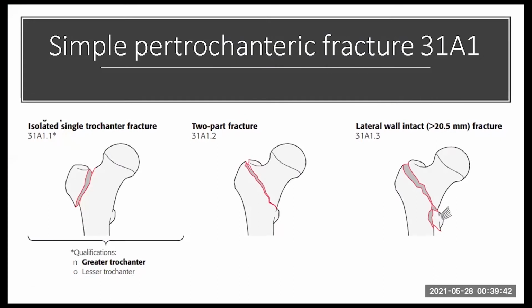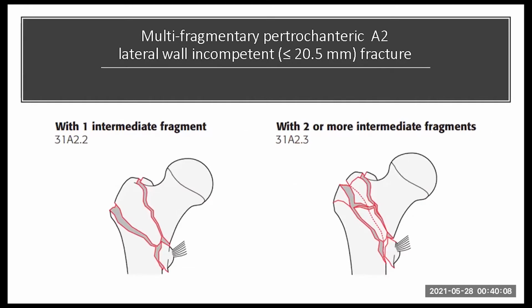The A1 is a simple fracture, either a single isolated fracture of the greater trochanter or lesser trochanter. Commonly, two-part fractures might have a small lesser trochanter fracture, but with a good thickness of the lateral wall. The A2 fractures are multifragmentary and have a lateral wall incompetence or deficiency. There are two groups, one with one intermediate fragment and the other with two or more intermediate fragments.